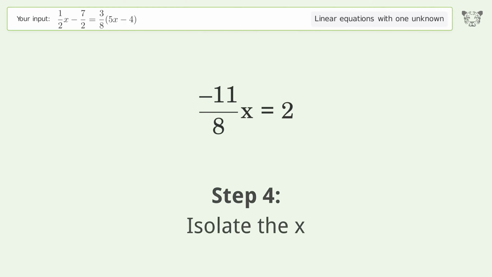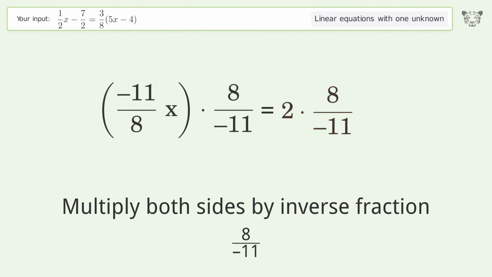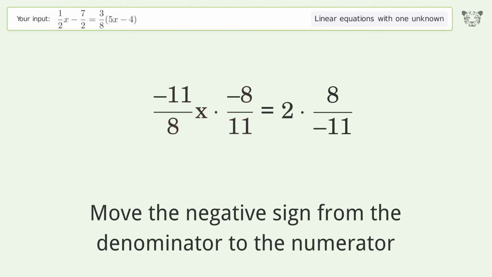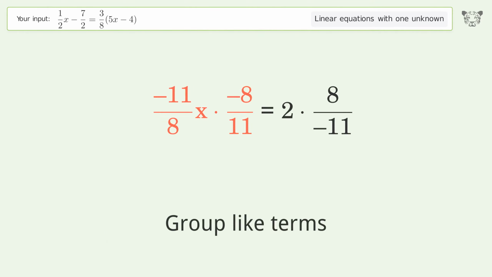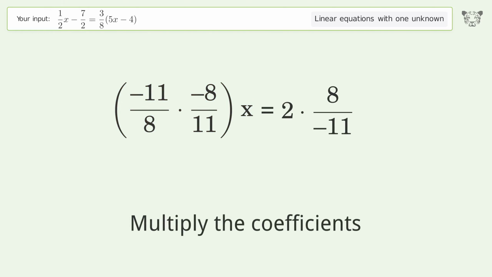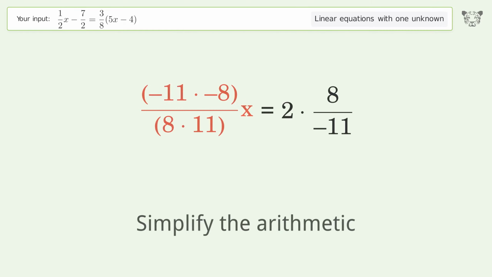Isolate the x. Multiply both sides by inverse fraction 8/11. Move the negative sign from the denominator to the numerator. Group like terms. Multiply the coefficients. Simplify the arithmetic.